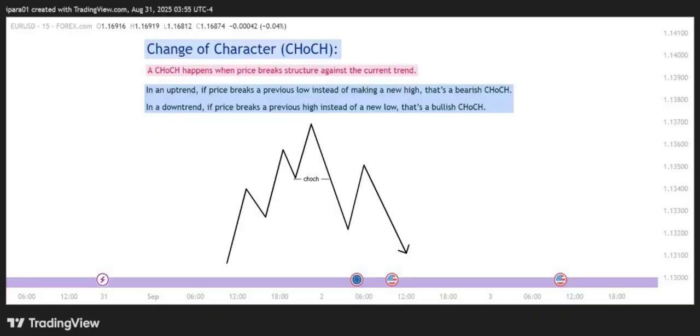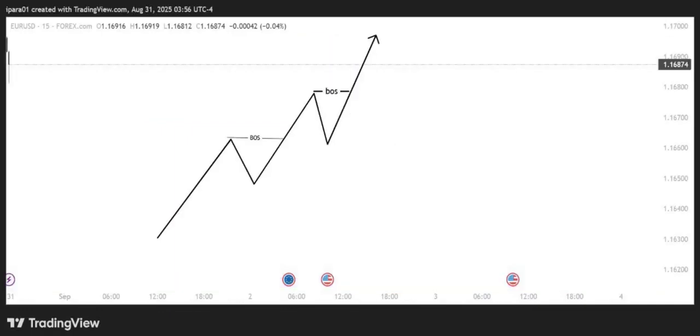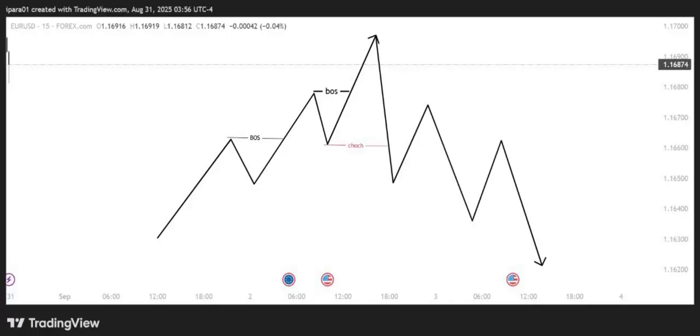So after that, let's imagine the market is in a clear uptrend. Price makes a higher high, that's a bullish BOS. And then after that, it pulls back, makes a higher low, and again breaks the next high. Another BOS. This is a healthy uptrend. But suddenly, instead of breaking the high, price breaks the last low. That is a CHOCH. And this is where a smart money trader starts to pay attention because it could be the beginning of a bearish move.